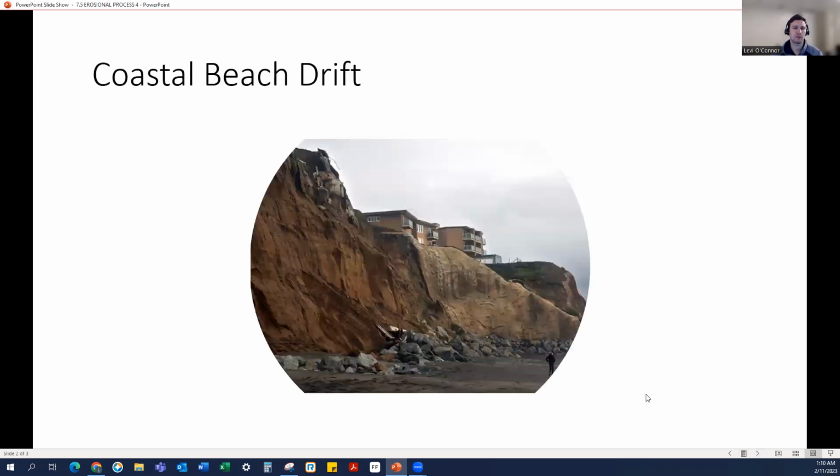This first picture is an example of a coastal beach drift. This is somewhere in California. I don't remember where it is, and I forgot to get that.